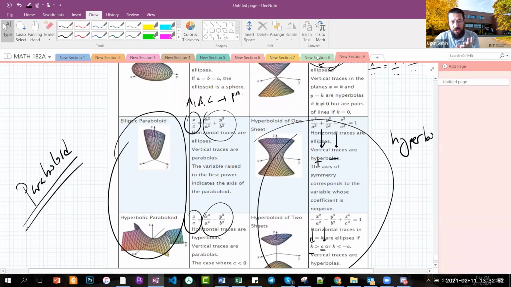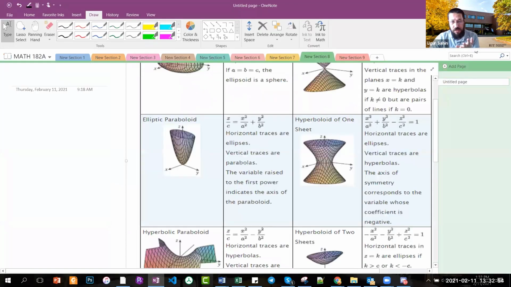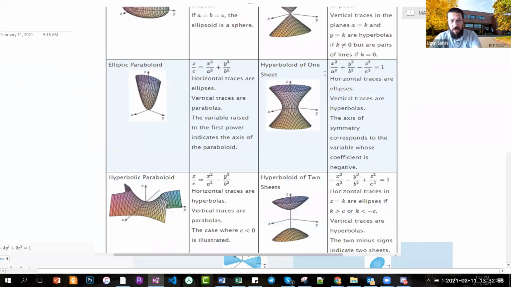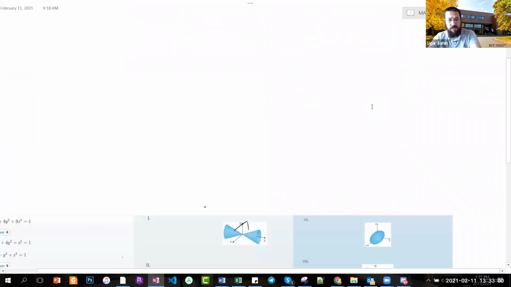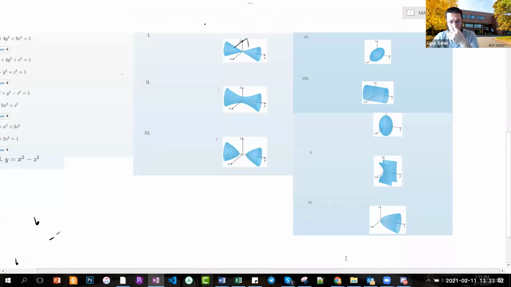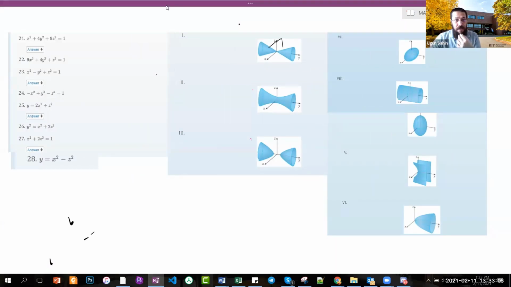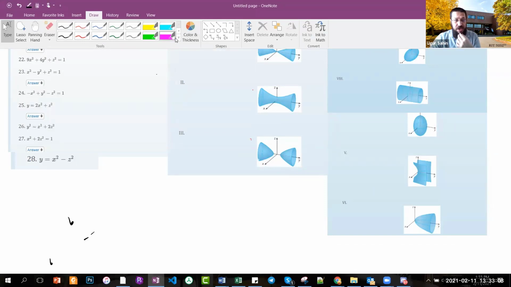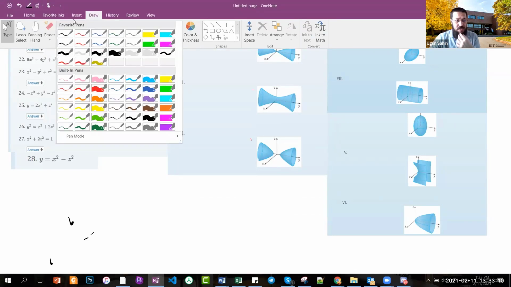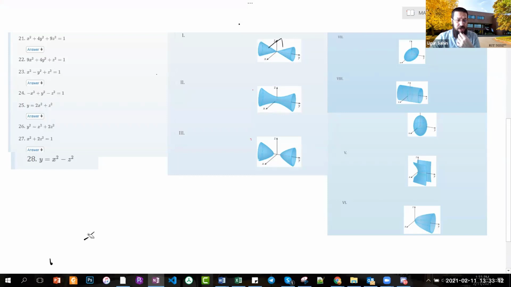Now let's look at this question and then solve it together. I want you to match each equation to each shape. Let's start together.